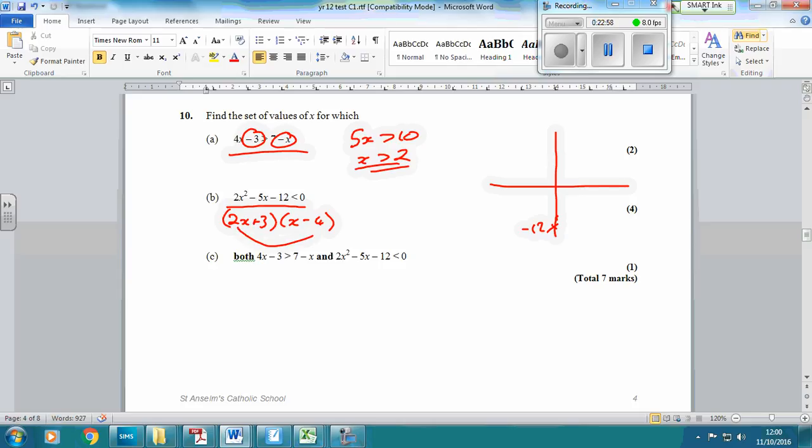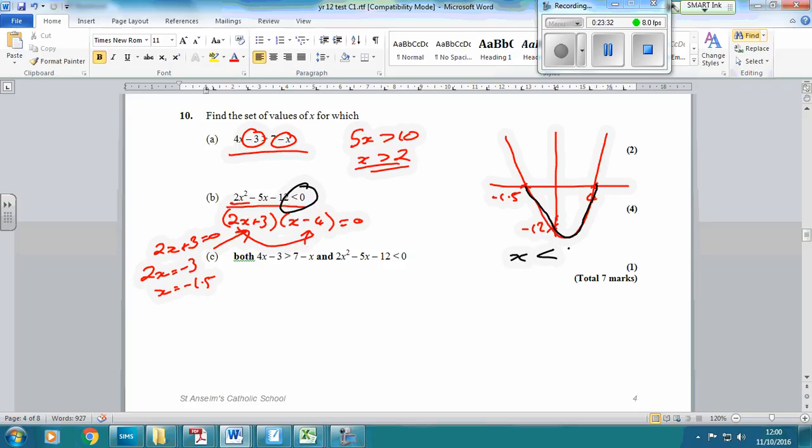So then, if we set that equal to 0, x equals 4. So it's going to go through at 4. If you do this one, then 2x plus 3 equals 0. 2x equals minus 3. x equals minus 1.5. And it's a positive x squared, so it's going to look like this. And we want to know where this graph is less than 0. So again, it's just this bit here where it's less than 0. And that's when x is less than 4, but it's greater than minus 1.5, which we said is minus 3 over 2.